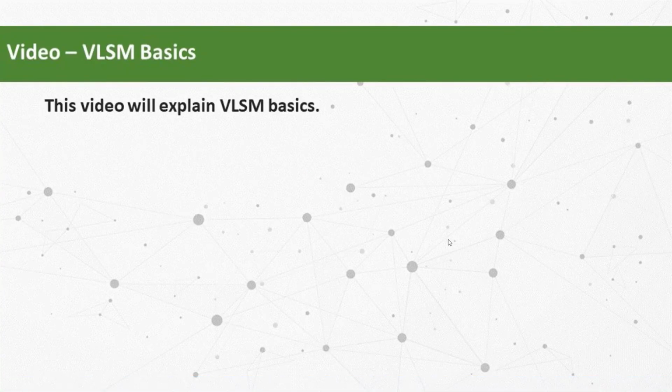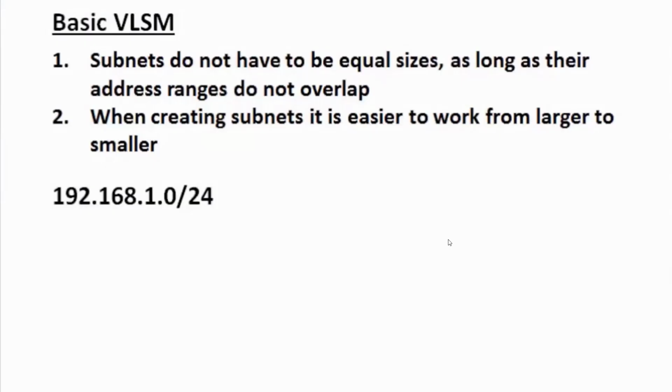The basics of VLSM, or Variable Length Subnet Masks, works like this. 1. Subnets do not have to be equal sizes, as long as their address ranges do not overlap. So we can create unequal sized subnets. They do not all have to be the same size.